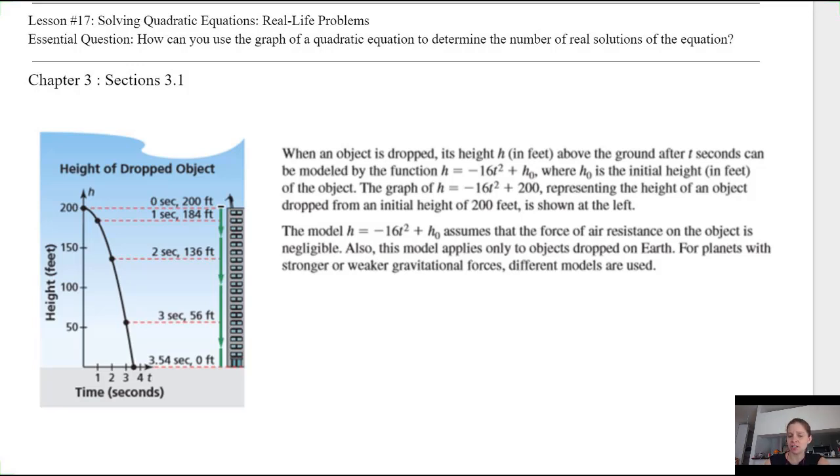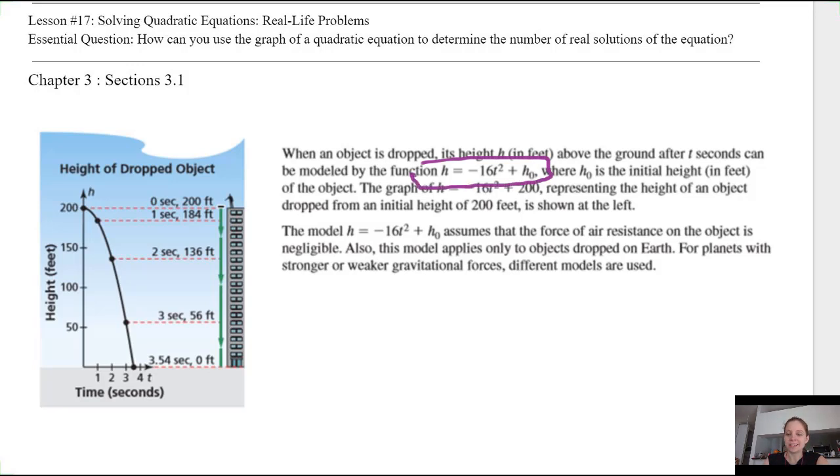The model h equals negative 16t squared plus h sub 0 assumes that the force of air resistance on the object is negligible. Also, this model applies only to objects dropped on Earth. For planets with stronger or weaker gravitational forces, different models are used.